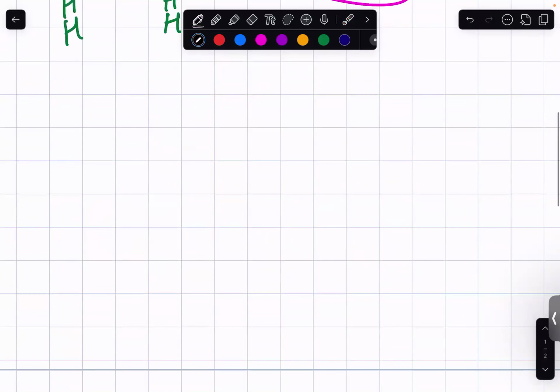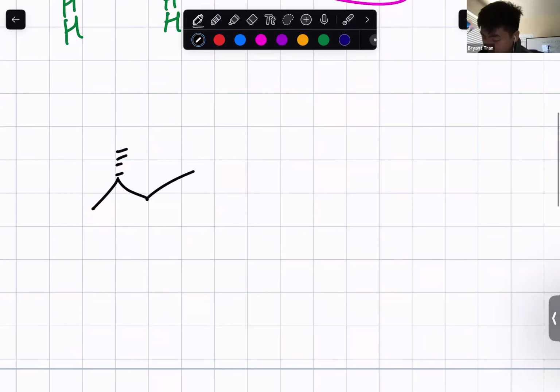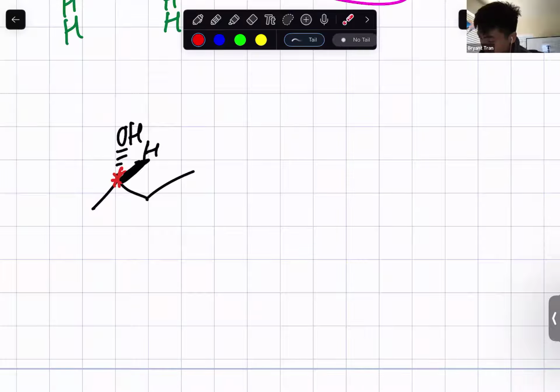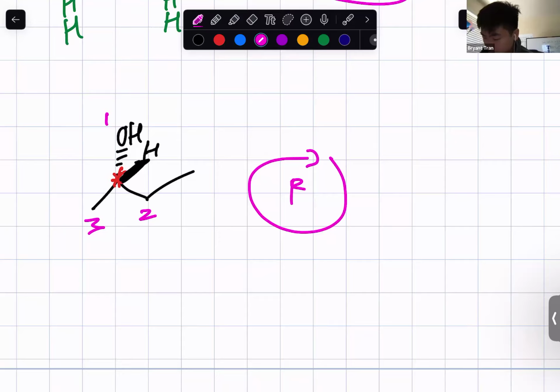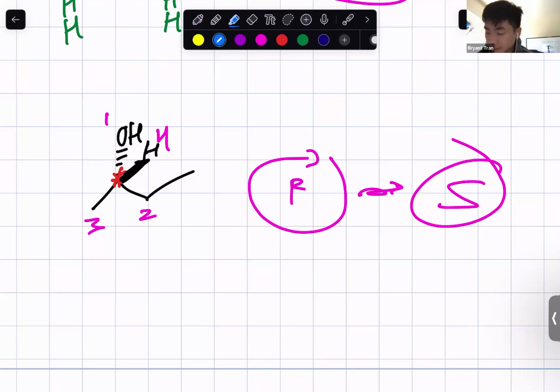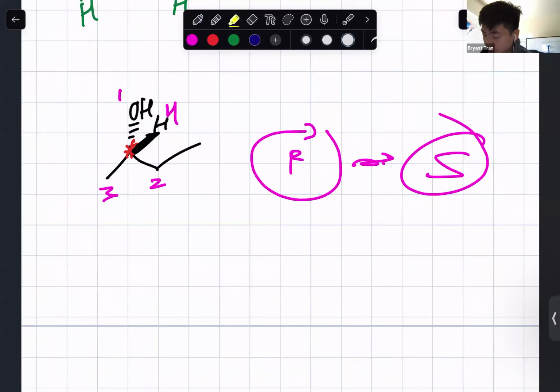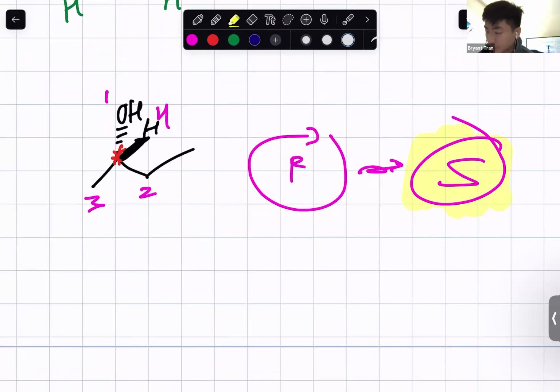Now, if we flipped it, let's say we had this instead, where this is the lowest priority group, and we do the same thing, one, two, three. It is still going clockwise, but it will not be R because the lowest priority group here, four, is on the front, the wedge. And so we would have to invert it to an S like that. So the technique there is to do whatever it looks like and then invert it to the opposite if the lowest priority group is on a wedge.